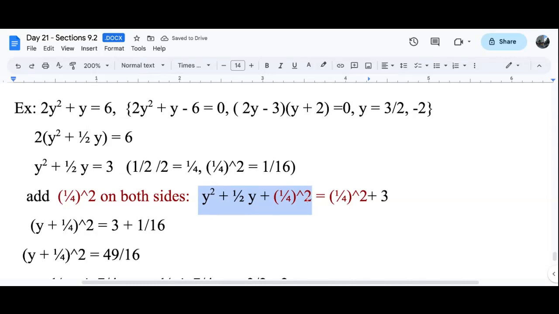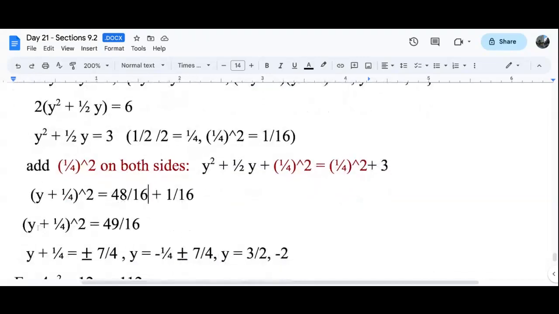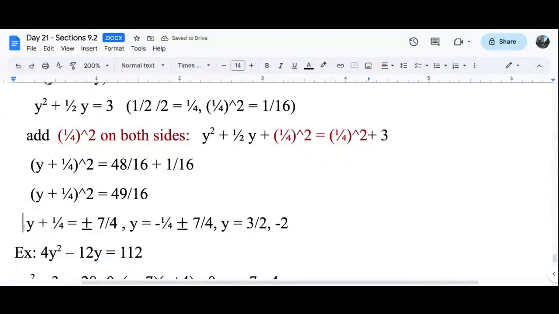Then again, we know this is y plus quarter squared. Then we have 3 plus 1/16. 3 can be written as 48 divided by 16, because 16 times 3 is 48. So 48 plus 1 is 49. So we get y plus quarter squared equals 49 over 16.